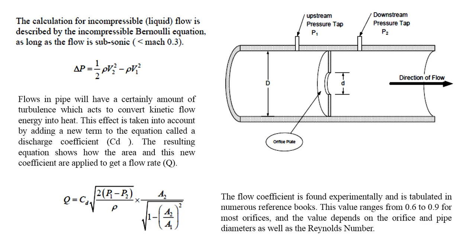Now the flow coefficient is experimentally calculated and it's tabulated in various books. Normally the range of this coefficient of discharge of an orifice is between 0.6 and 0.9, and its value depends upon the orifice and the pipe diameter as well as the Reynolds number.